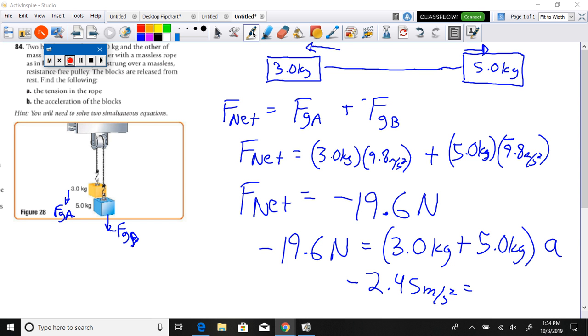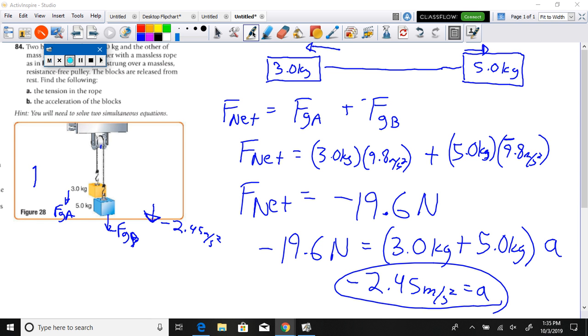Is that what you got? Okay, so this whole system is going to accelerate up or accelerate down. This side, what's this side going to do? The right side, this side of the pulley, is going to accelerate what? Down at negative 2.45 meters per second squared. But then this side of the pulley is going to go up at what? Positive 2.45 meters per second squared. One side goes down, one side goes up, right? If it goes like this, isn't that the same as a tug of war going that way?